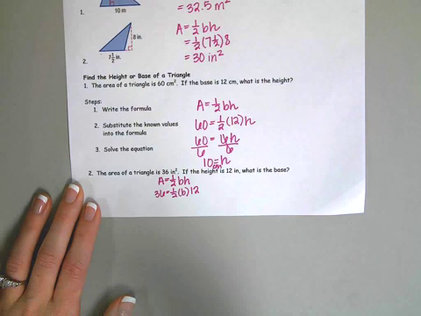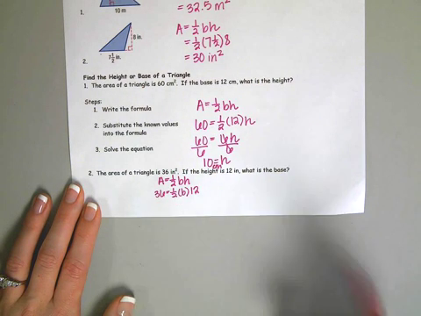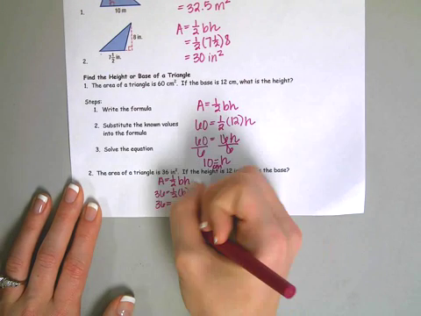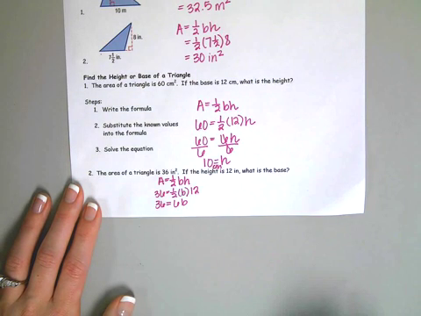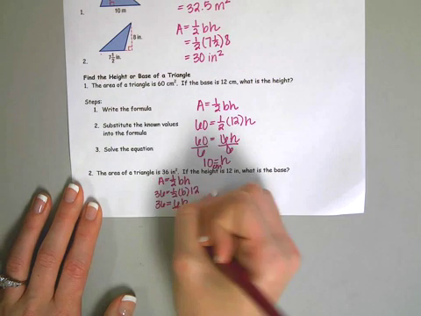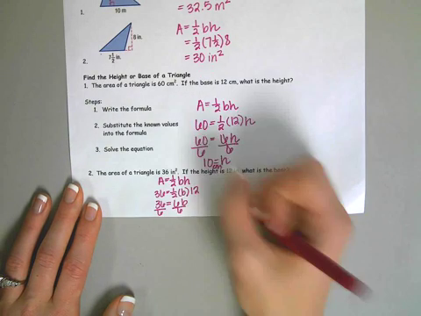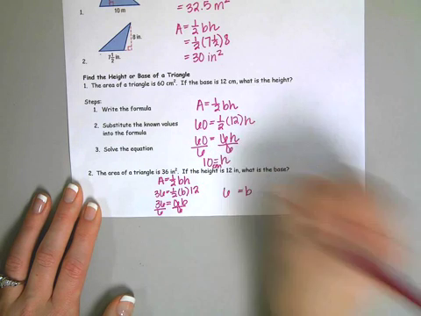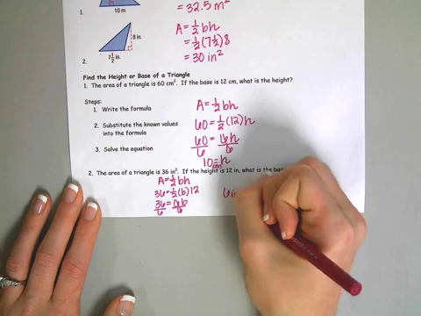Okay, from here I can solve, but first I can simplify. So 1/2 of 12 is 6, so I can rewrite this as 36 equals 6 times b. Now I want to solve for b by dividing by 6 on both sides. 36 divided by 6 is 6, and I'm left with b on the other side. So I know that the base is 6 inches long.